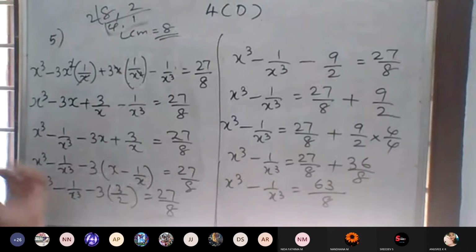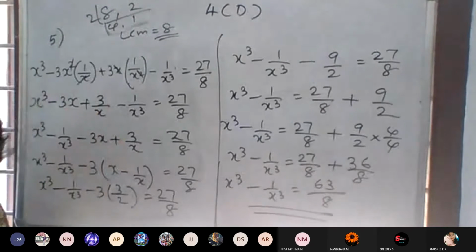Check the answer at the back, whether it is in a mixed fraction or not, check it. Any doubt in fifth question? Which part doubt? Tell me. No doubt, ma'am. Okay. So question number 6.